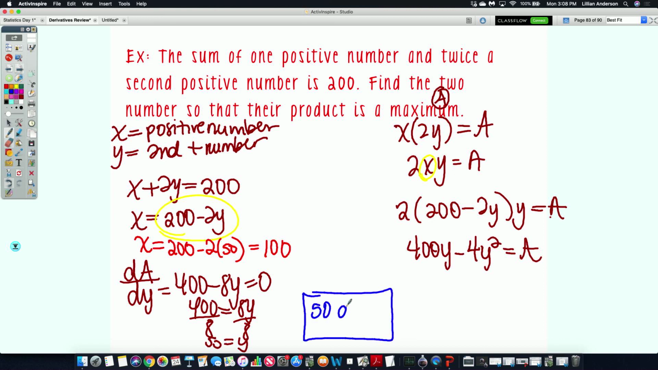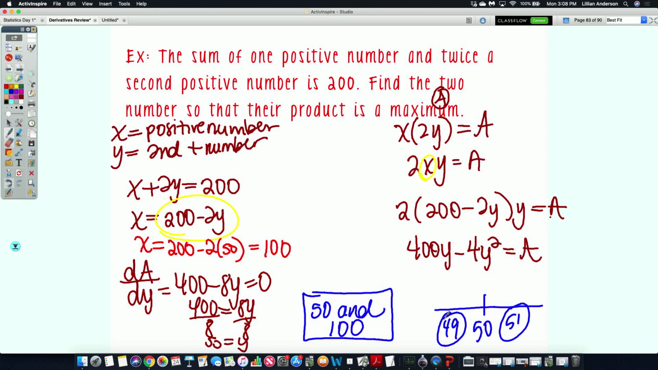So your two numbers are 50 and 100. You'll know for sure if 50 is indeed the value that will maximize your product by doing the first derivative test and plugging values into a number line. Okay? Give me a value that's to the left of 50. 51. Okay, well that's to the right. Let's call it 49. Okay? You want to plug both of these values into your derivative.